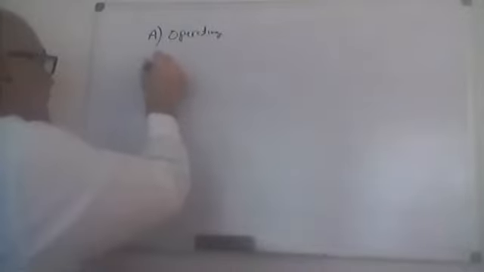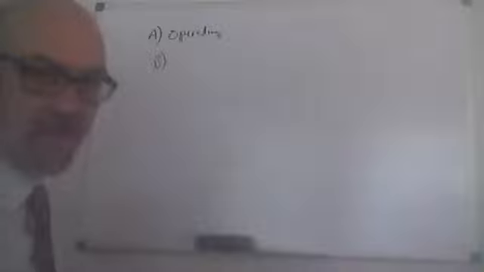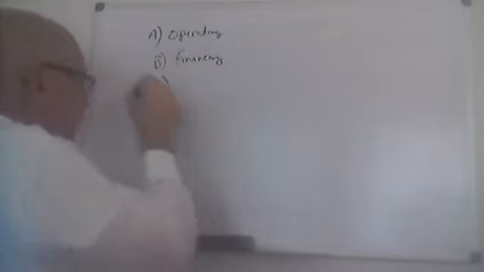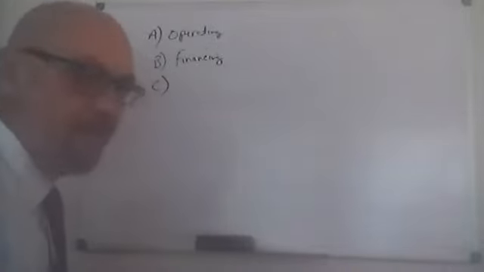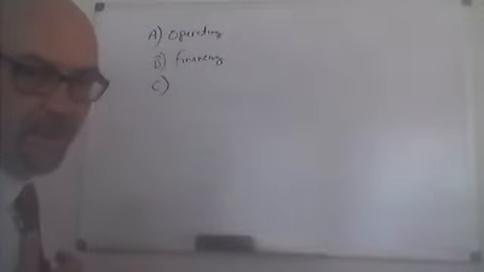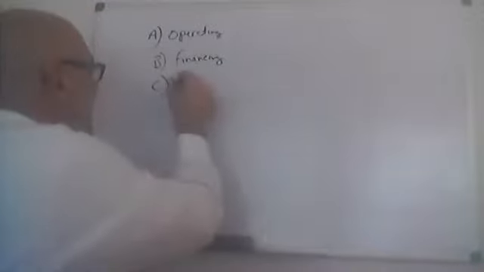B, paid cash to repurchase its own stock. When we repurchase our own stock, that is treasury stock, that is a financing activity. C, borrowed money from a creditor. This is for our own use. We borrowed money, same as issuing bonds. It is a financing activity.